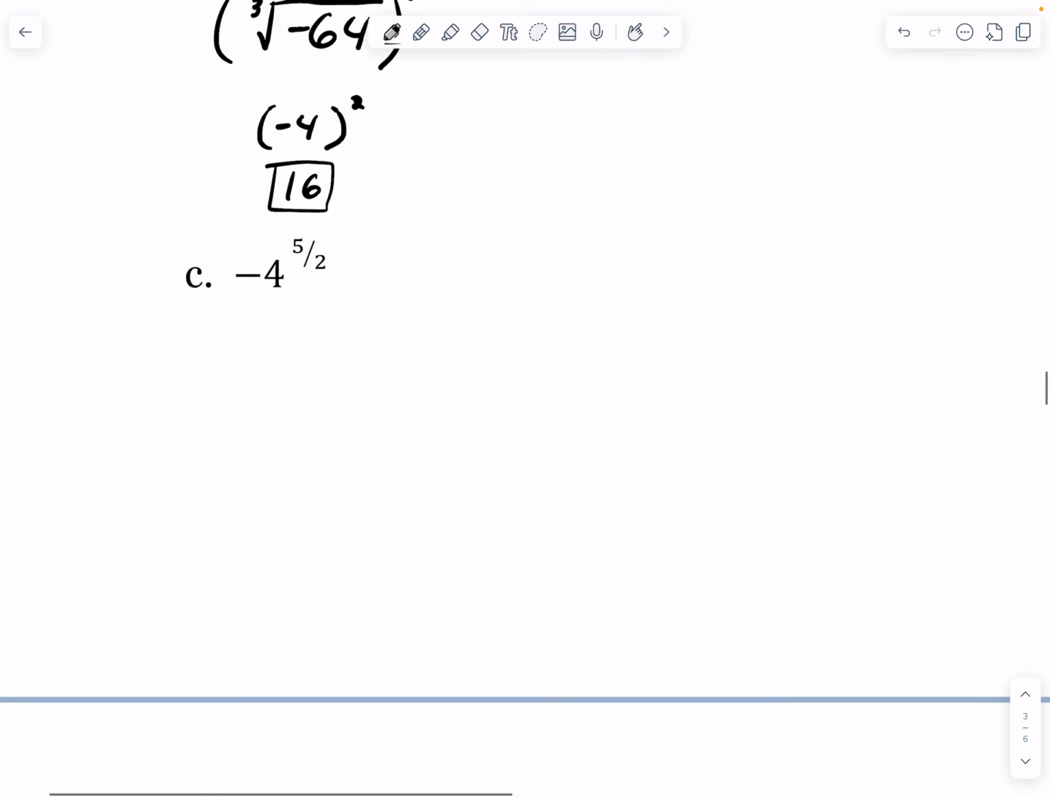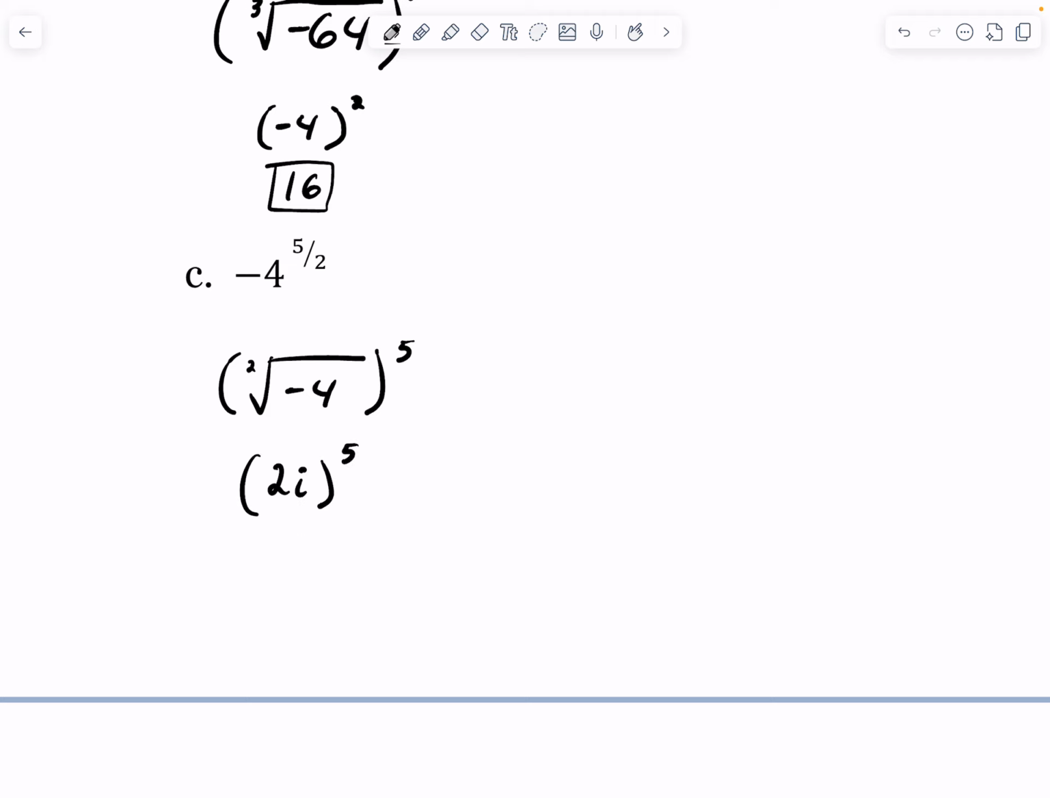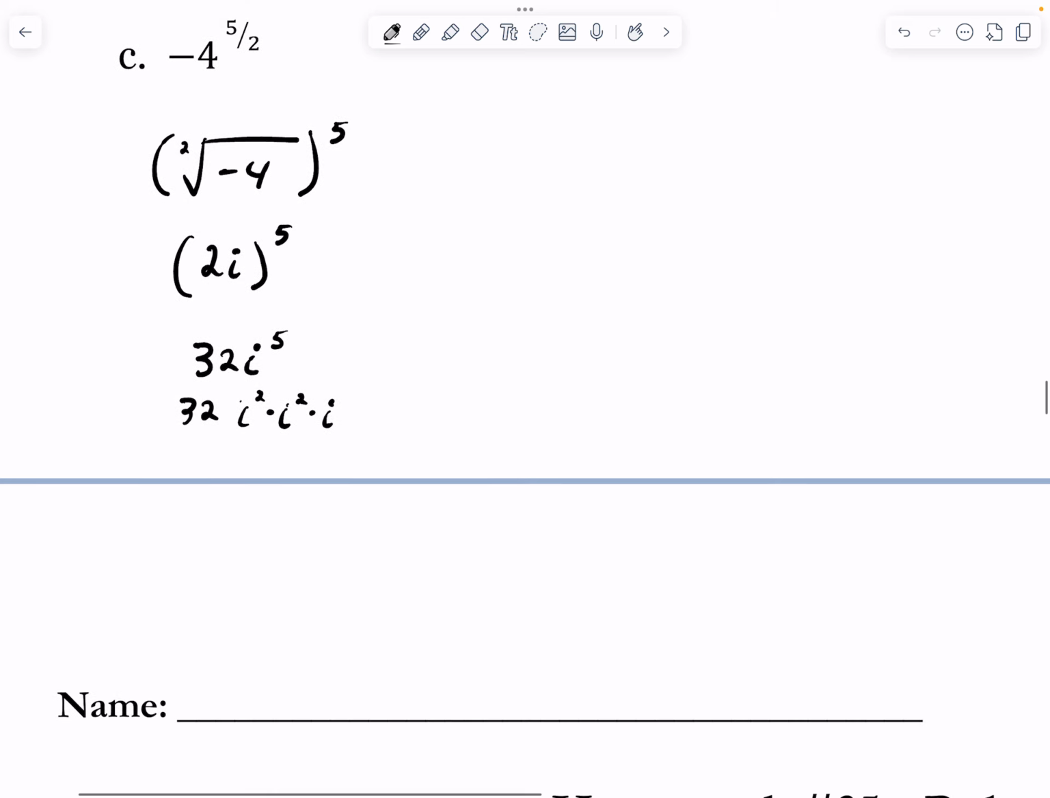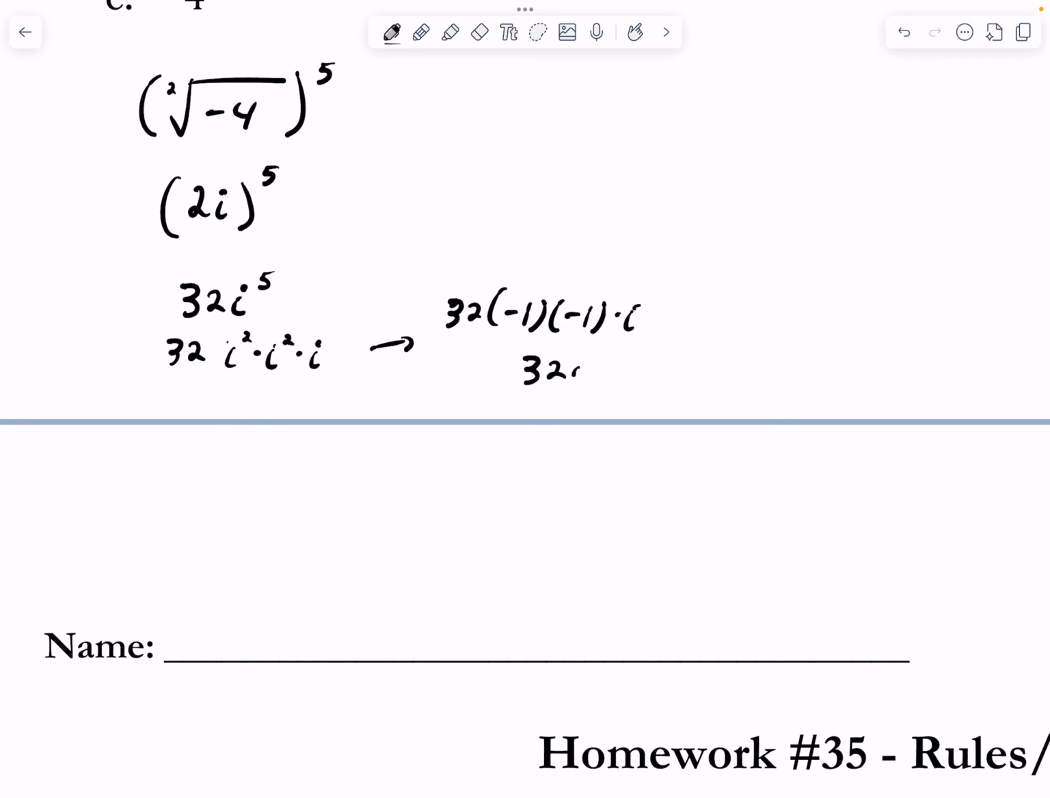Okay, let's do this next one. We have that square root of negative 4 raised to the 5th power. Again, the square root of a negative number is not possible. We'll go ahead and call this 2i raised to the 5th power, which would be 32i to the 5th power. Ooh, this keeps going. I didn't realize that. 32i to the 5th power. We know that i squared is negative 1, so we do 32 times i squared times i squared times i. Right? So that's going to be 32 times negative 1 times negative 1 times i. That's going to be a positive 32i.